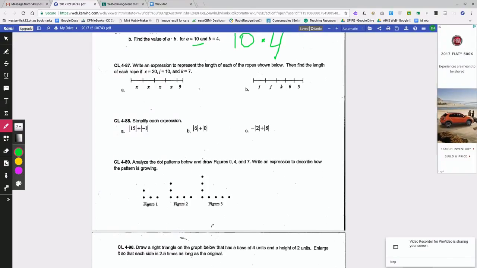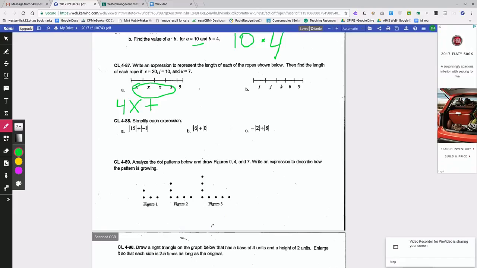Write an expression. An expression is just a number sentence here. So how many x's do you have? You can combine like terms. So x's are like terms. All right. So you're going to have 4x plus 9 equals who knows what. But up here they do tell you that x equals 20. So now you have 4 times 20 plus 9. You should get your answer.